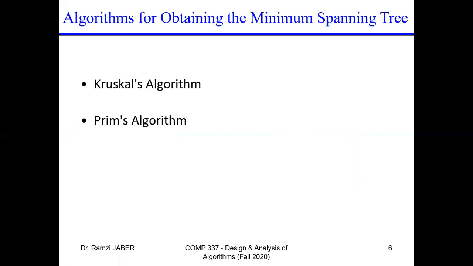The algorithms for obtaining the minimum spanning tree are Kruskal's algorithm and Prim's algorithm. Okay, we'll look at both now.